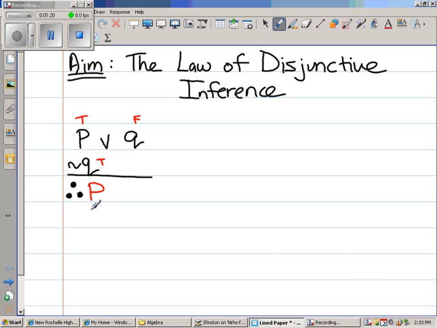Yeah, you couldn't have detached anything. You're right. So let's try again. Let's play again one more time. Let me show another example of the law of disjunctive inference. Suppose now I gave you P or Q and I told you not P. What do you know? Yeah, Q is true.